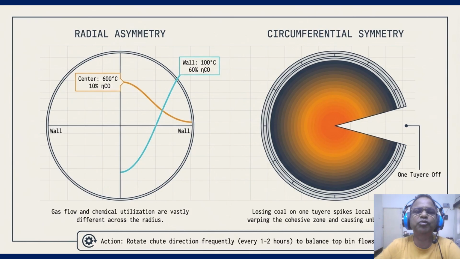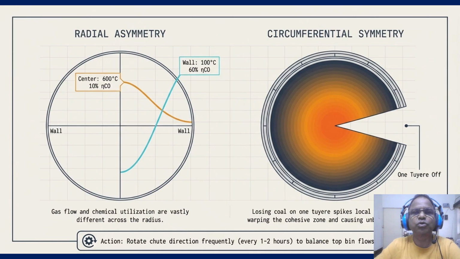This spikes the local production rate, and we can say it warps the cohesive zone and causes unbalanced heat, which has a significant effect. The action item here is simple: rotate your tuyere direction every 1 to 2 hours to balance top bin flow. If the furnace is not symmetrical, the math will never work and you will be constantly chasing the process rather than leading it. So when symmetry fails or the chemistry drifts, we use a logic-based matrix to restore the order.